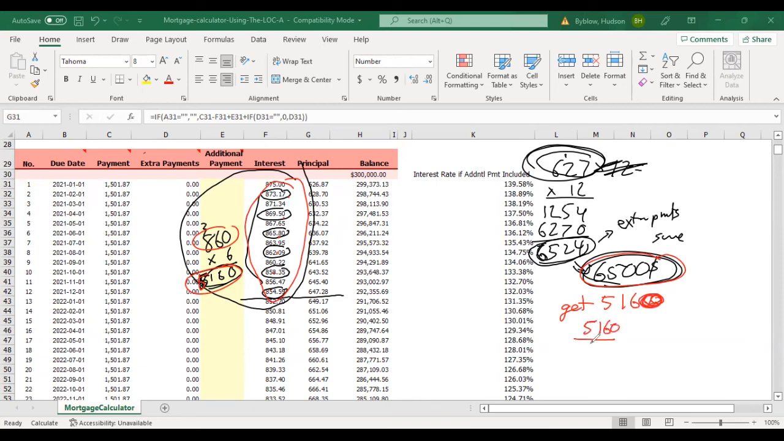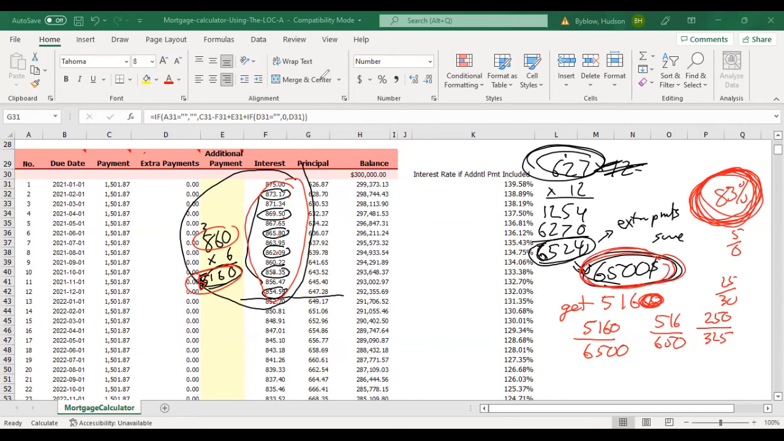And what is the rate of return on that, so to speak? Well, that's 5,160 over 6,500. That's like 516 over 650. That's like 250 over 325, roughly. That's like 25 over 30. That's like 5 over 6. So that's like 83%, roughly. That's just estimation, okay? So in 1 year, you can get a net gain in position overall, including avoiding extra costs, of 83% if you have an extra $6,500 on hand.